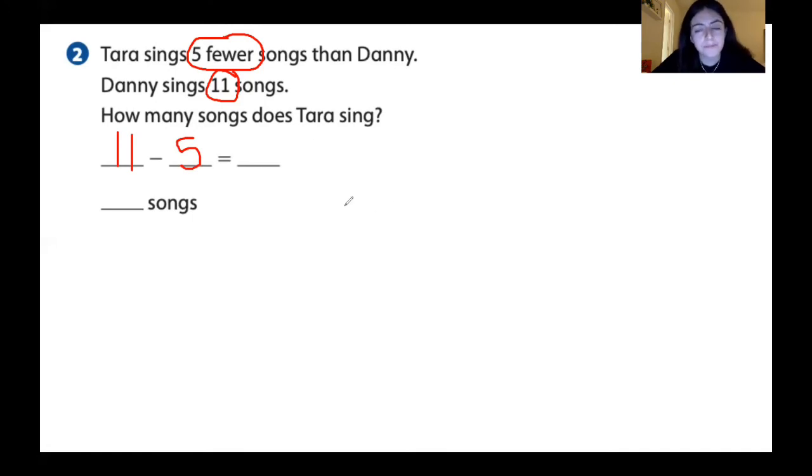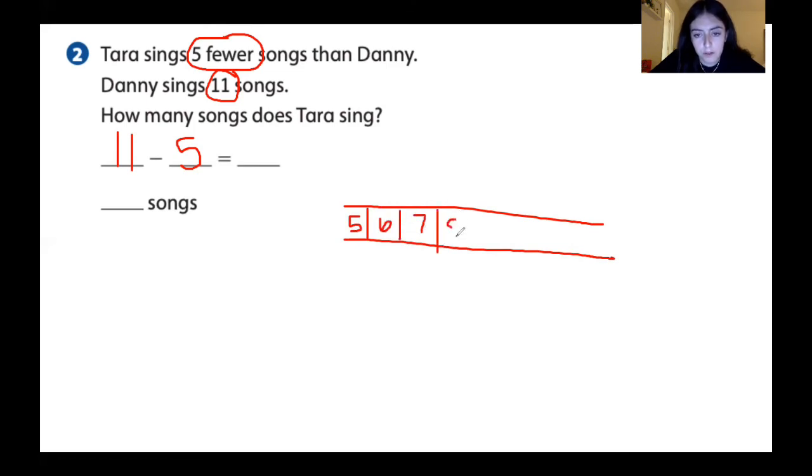So Ms. Ramirez, I'm going to use a number path, but you can use a 10 frame if you want. So if we do a number path, we could do it quickly here. And again, your number paths don't have to be perfect. Look, Ms. Ramirez says it's not perfect. 10, 11. Okay, so I have my number path.